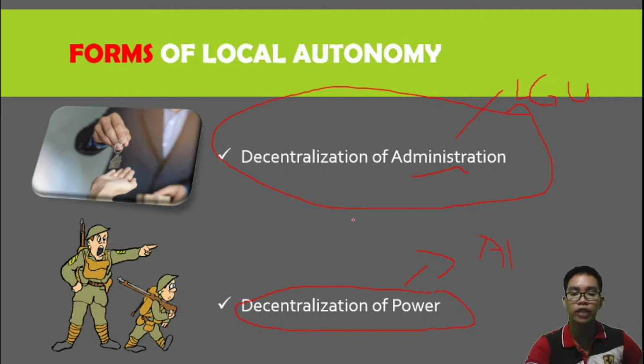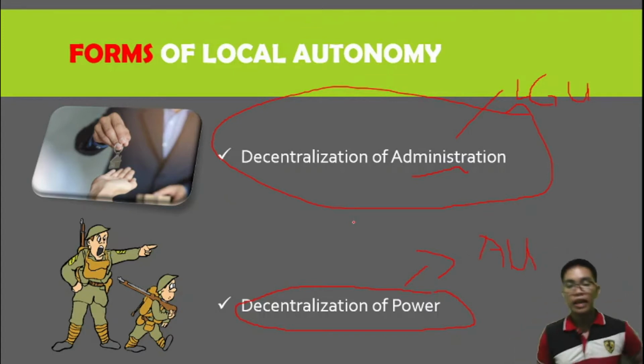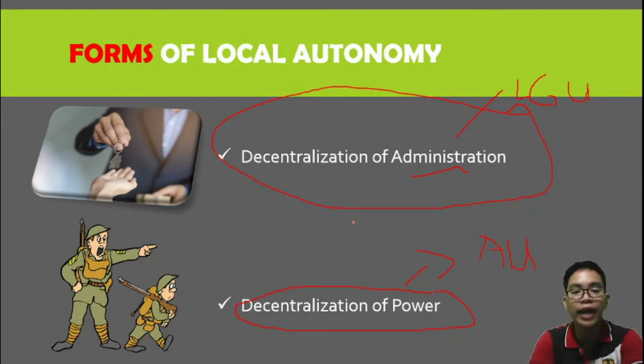Autonomous regions or autonomous LGUs. LGUs which declared to be autonomous. Just like what? The ARMM. Diba? Familiar kayo sa ARMM? Autonomous Region in Muslim Mindanao. Pero ngayon, hindi na siya ARMM ngayon. BARMM na siya ngayon, kasi napalitan ng Bangsamoro Autonomous Region in Muslim Mindanao. Later on, pag-usapan natin yan sa LGUs structures. We will tackle that. Okay?